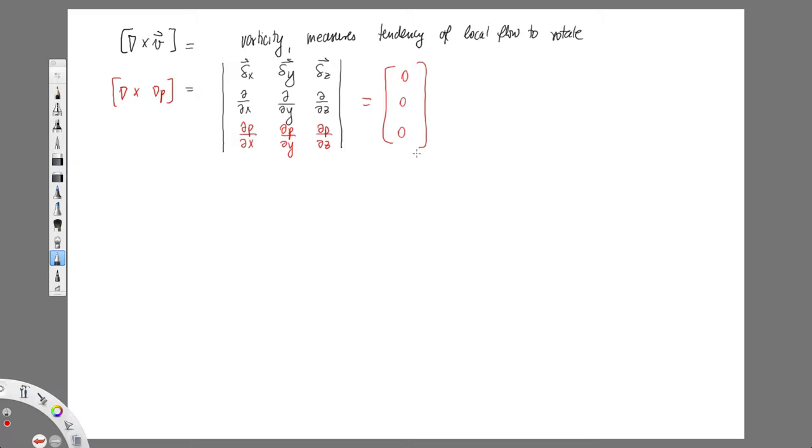Okay? And that's because, for instance, partial y, partial z is equal to partial z, partial y, etc. So all of the possible combinations. And this is the key insight that Stokes had in mind when he started deriving this equation of vorticity.